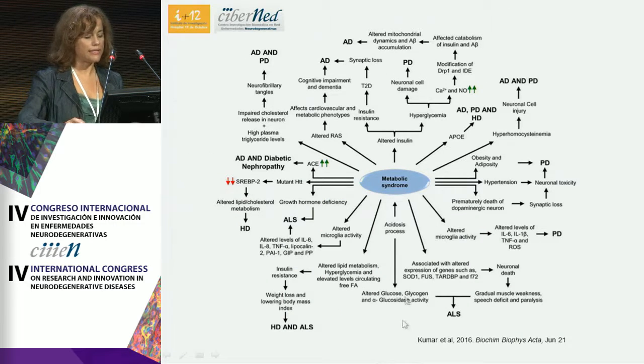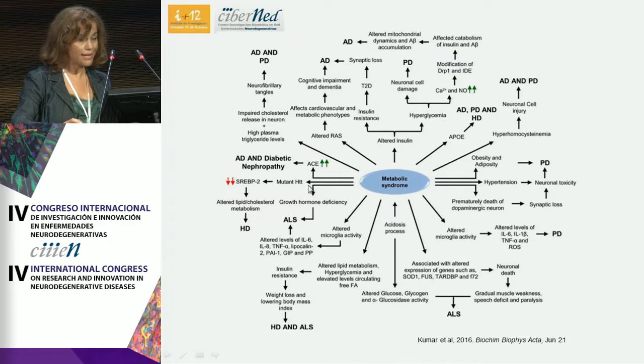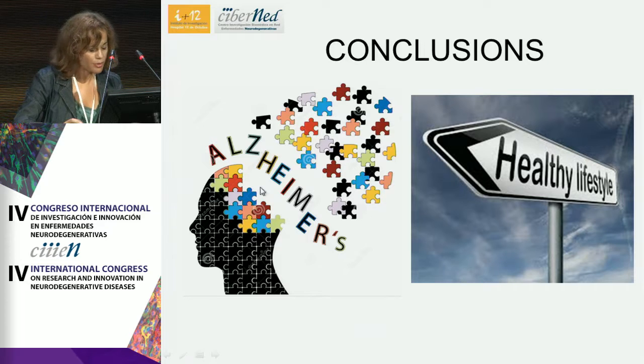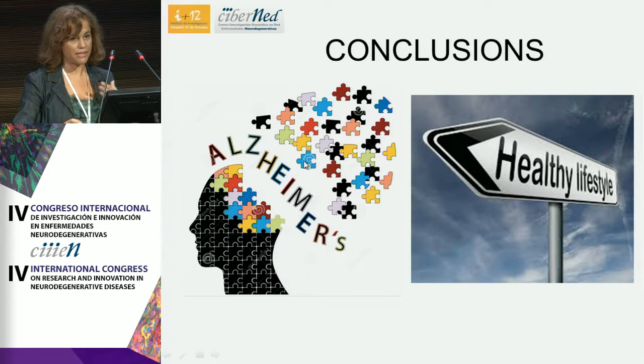Yeah, in summary, many targets, many signaling pathways involve metabolic syndrome and neurodegeneration, not only beta amyloid. And conclusions: we have more and more information, fortunately, more and more pieces of the puzzle, but I'm afraid that the puzzle remains incomplete, or we are not putting the pieces in the correct place.